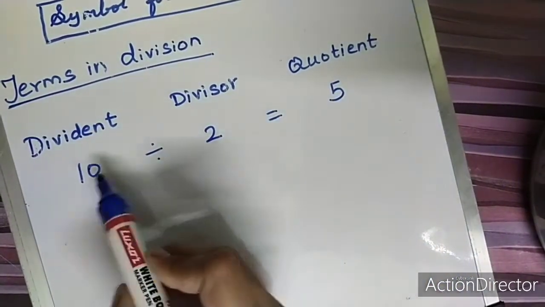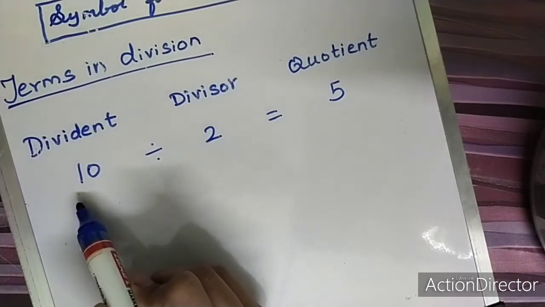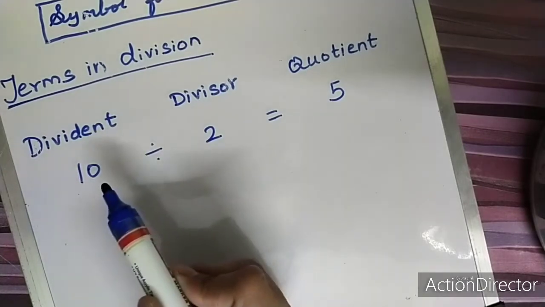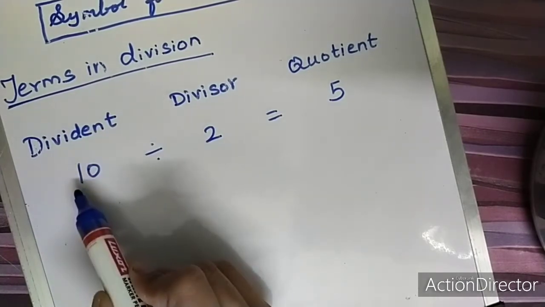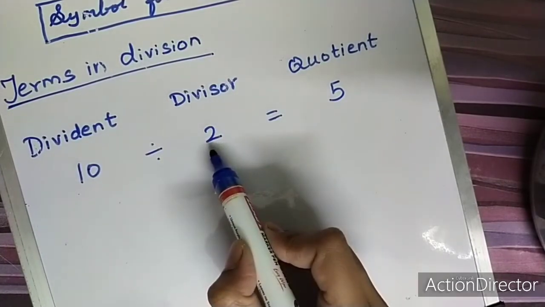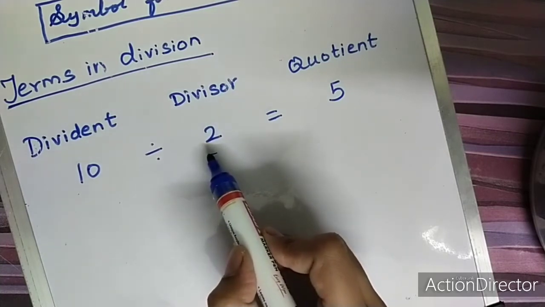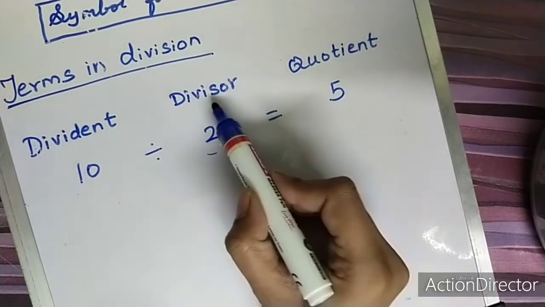Okay, so here 10 is the dividend. Why? Because the number that is to be divided is called the dividend. The 10 apples are divided into 2 groups. So 10 is divided, and this is called the dividend. And it is shared among how many persons? 2 persons. That is, the number by which we divide is called the divisor.